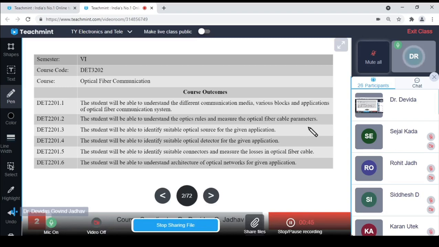Students will be able to identify suitable optical source for a given application. Students will be able to identify suitable optical detector for a given application. Students will be able to identify suitable connector and measure the losses in the optical fiber cable. Students will be able to understand the architecture of the optical network for given application.